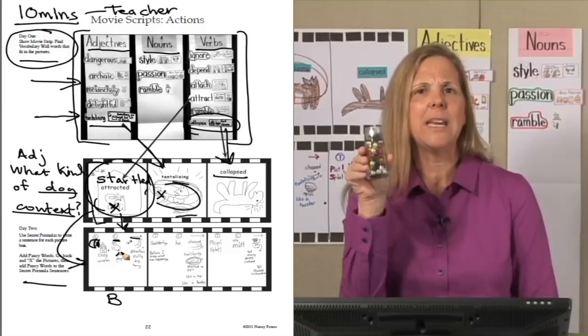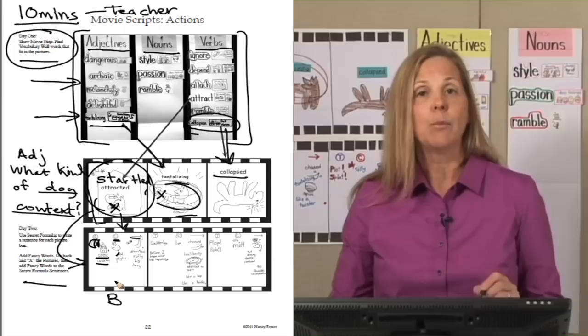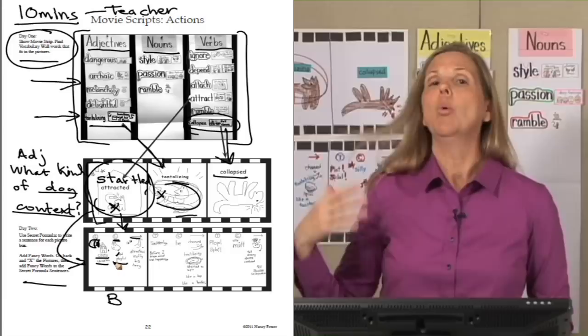So notice we said the sentence, we practiced it, then we'll go back and say, what kind of house? Cozy, warm house. And remember, what kind of house would my dog be in? Oh, it's a cozy, warm house. What kind of dog would be attracted to his tail?